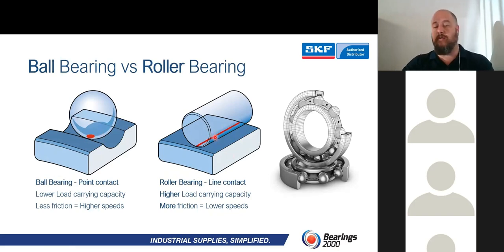When we look at the roller bearing, with that nice line over there, I've got more surface area in contact. So I've got more friction generated, so I can't go at as high a speed. But when I put a load onto that roller and a load onto that ball bearing, that line spreads it out much wider than the ball bearing, so that would give me a higher load carrying capability than the ball bearing.